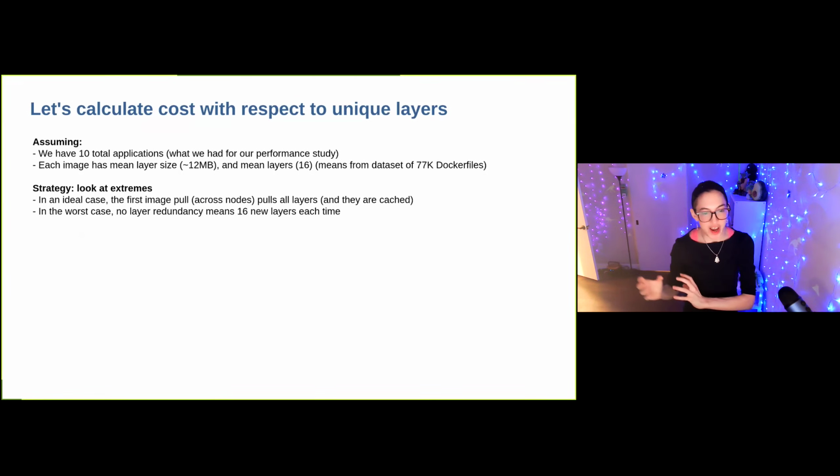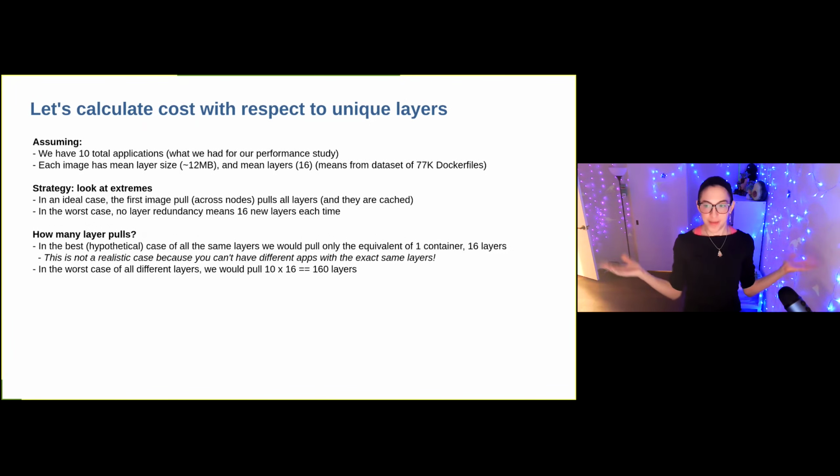In the worst extreme, you have no redundancy, no shared base images. That means you have to pull 16 layers each time. So how many pulls? How many licks does it take to get to the center of a Tootsie Pop? How many layer pulls does it take to get to your container? Okay, I need to point out that the best hypothetical case doesn't make sense at all, because you would essentially be pulling only one unique container. But we have 10 containers, but just imagine this is a gradient here. So that's the hypothetical, not realistic extreme. In that case, we'd only be pulling 16 layers. In the worst case, we'd be pulling 10 times that, so 160 layers.